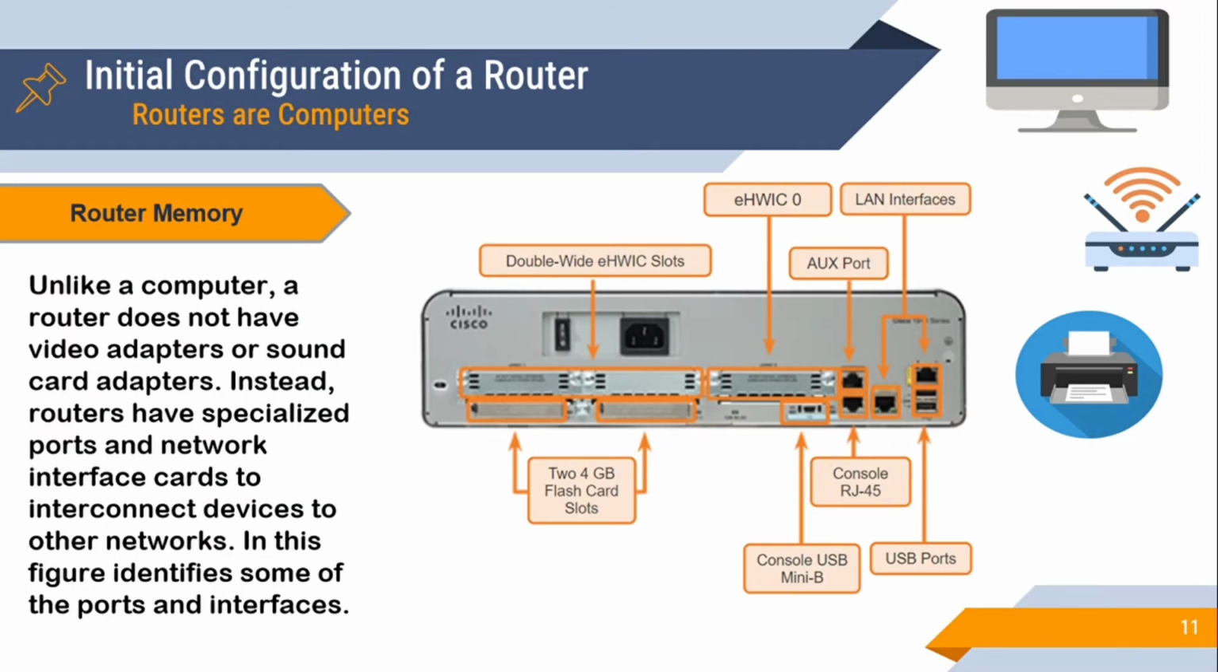So, I will show you the back panel of the router. As you can see, it contains some ports and more, which are in this picture. Unlike a computer, a router does not have video adapters or sound card adapters. Instead, routers have specialized ports and network interface cards to interconnect devices to other networks.